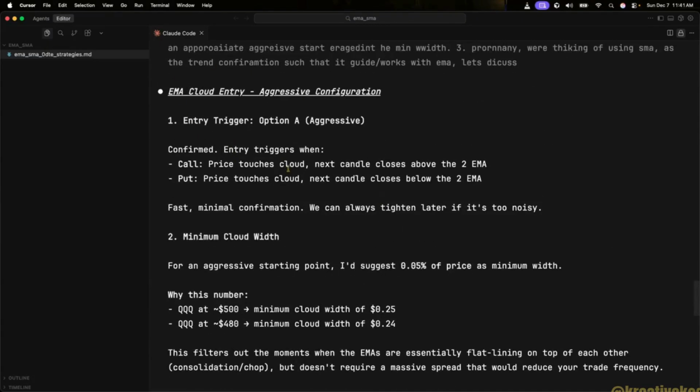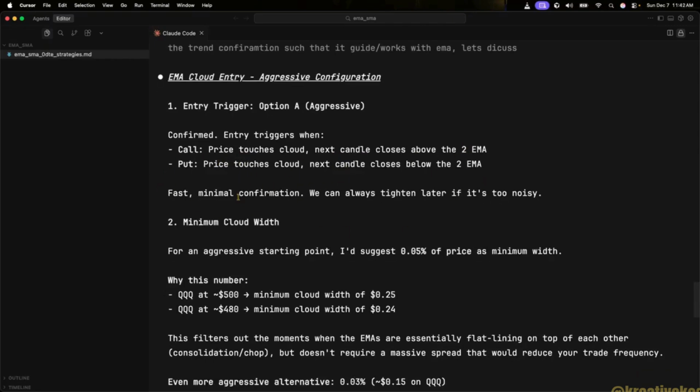All right, entry, confirm the entry signal. The price touches the cloud. The next candle closes above the 2 EMA. For puts, the price touches the cloud and closes below the 2 EMA. Fast minimal confirmation. We can always tighten later if it's too noisy.